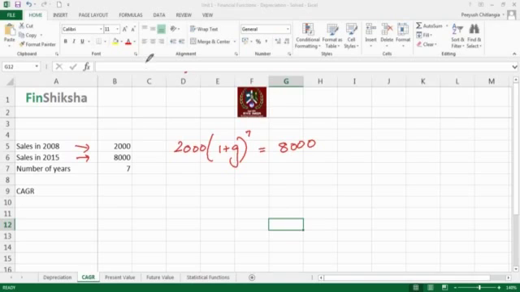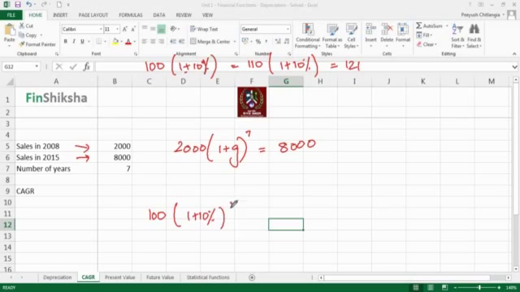So for example, if you invest 100 bucks in a bank account that gives you 10%, the first year you make 100 into 1 plus 10%, which is going to be 110. The second year on this 110, you make 1 plus 10%, so that becomes 121. In other words, you took 100, you took 1 plus 10%, raised it to the power 2, and that gave you 121. That's because we compounded the number.